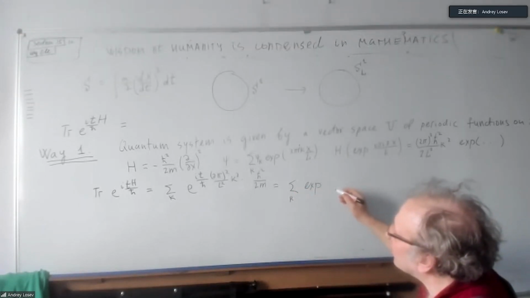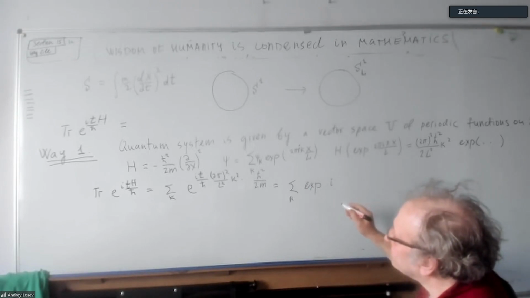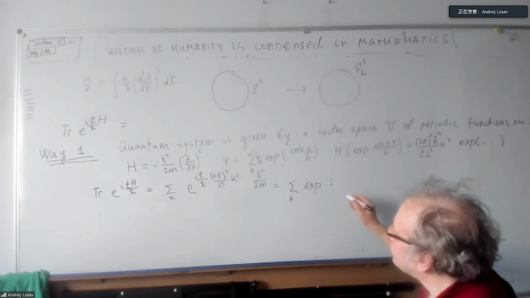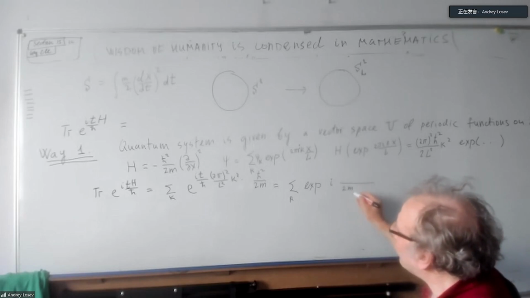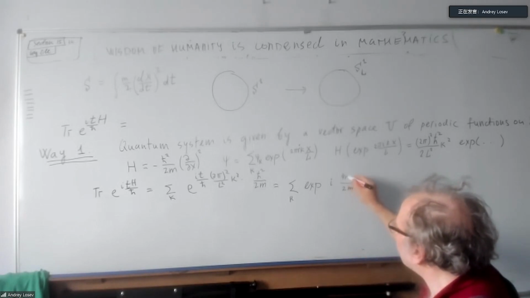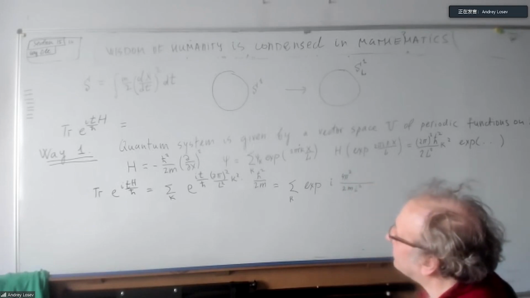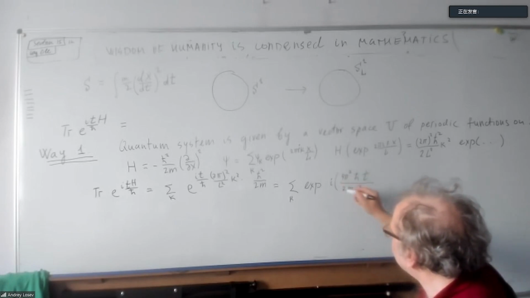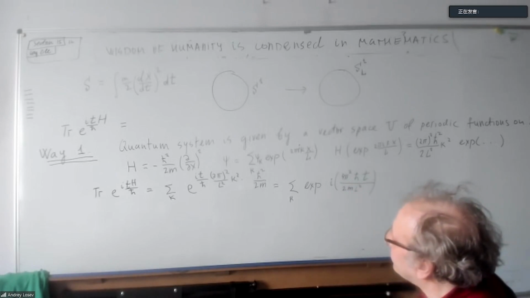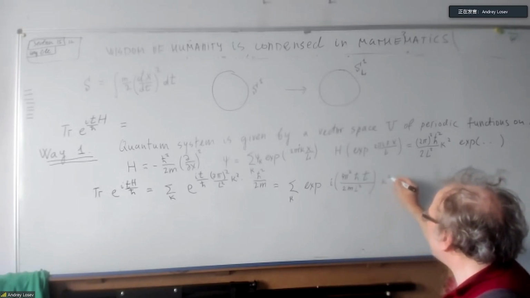I'm just improving the exponent. I have I, and then I have the following thing: 2m over 4 pi squared, L squared, H, T, k squared.